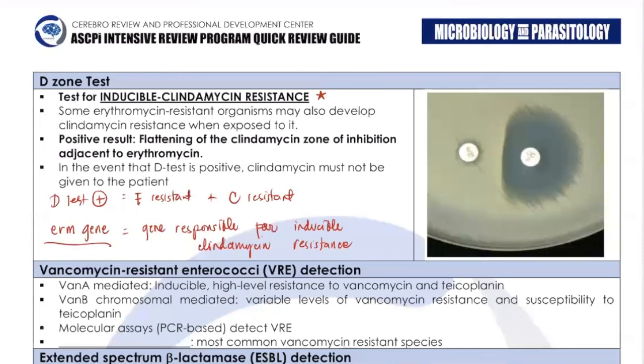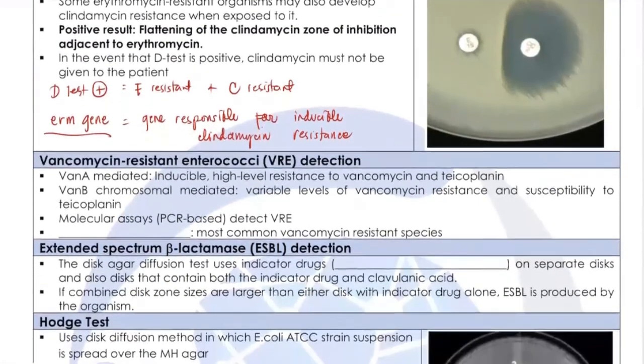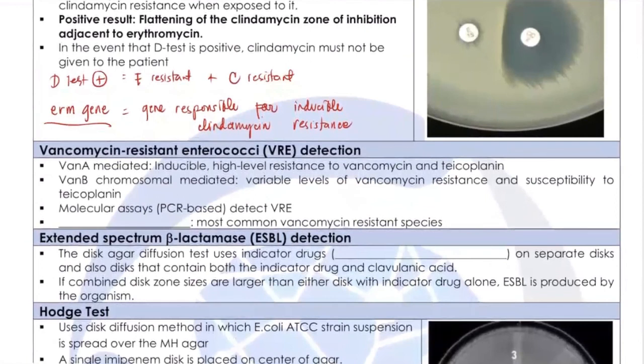Next, we also have vancomycin-resistant enterococci detection. So, vancomycin resistance, meron tayong dalawa. We have the VAN-A mediated and we have the VAN-B chromosomal mediated. So, VAN-A mediated, inducible high-level resistance to vancomycin and teicoplanin. Whereas VAN-B chromosomal mediated, variable levels of vancomycin resistance and susceptibility to teicoplanin. Okay, so molecular assays that are PCR-based are used to detect VRE. And the most common vancomycin-resistant species is your Enterococcus faecium.